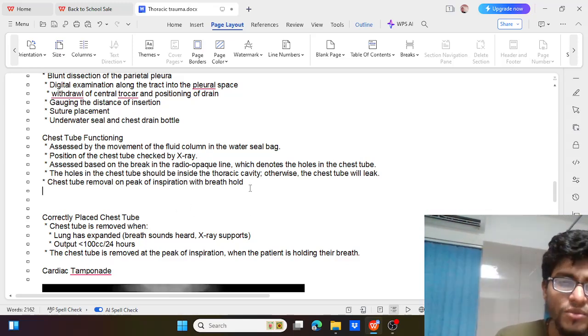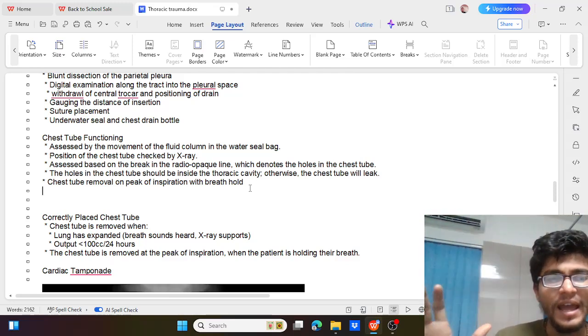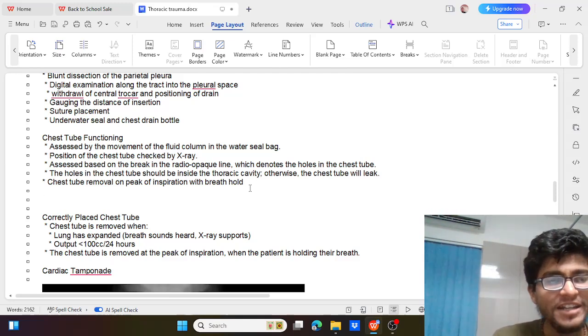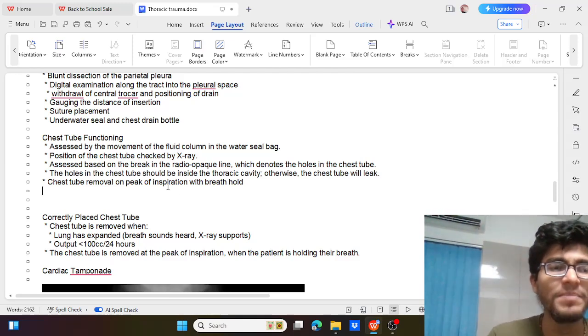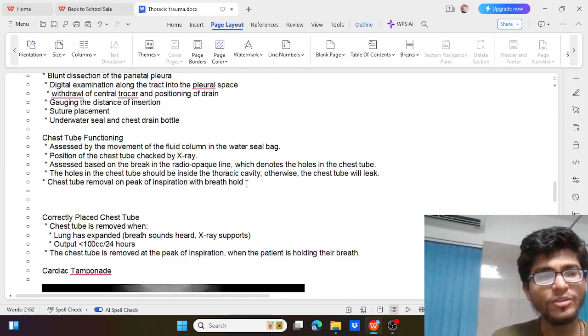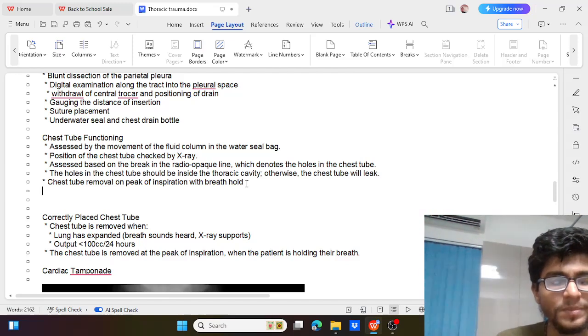And how do we remove the chest tube? During removal, we have to remove the chest tube when the patient is at the peak of inspiration, and we ask the patient to hold the breath. So the lungs will have the maximum capacity and the chest will be expanded. At that point we will remove the chest tube. At the peak of inspiration, the patient takes a deep breath and holds it, and at that point we will be removing the chest tube.